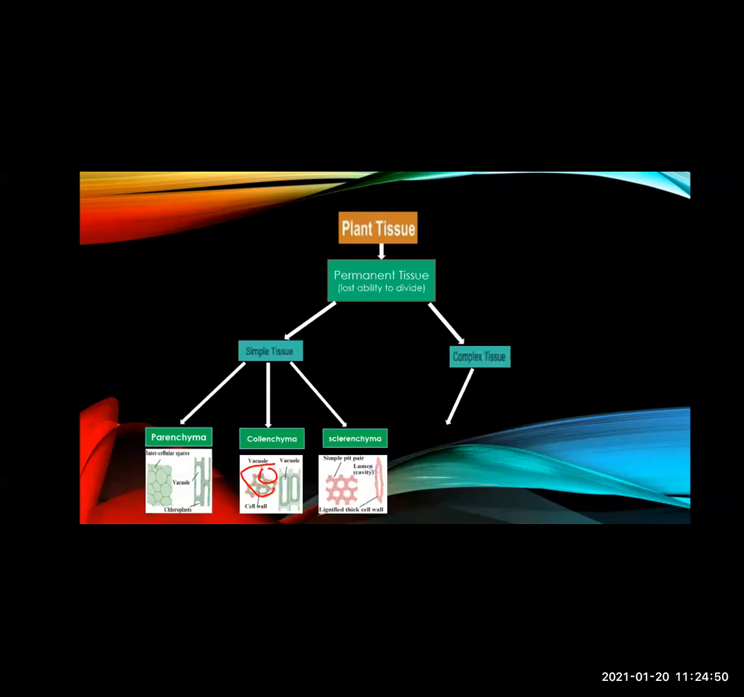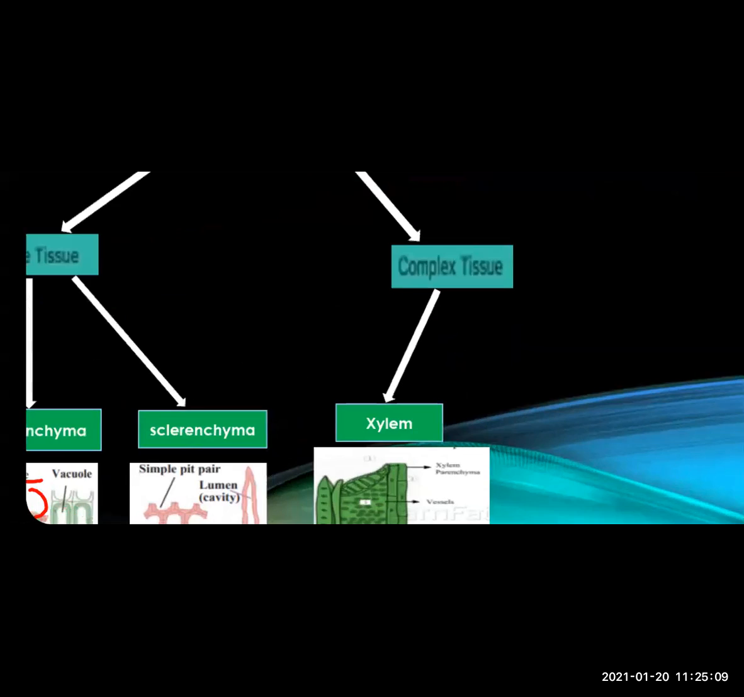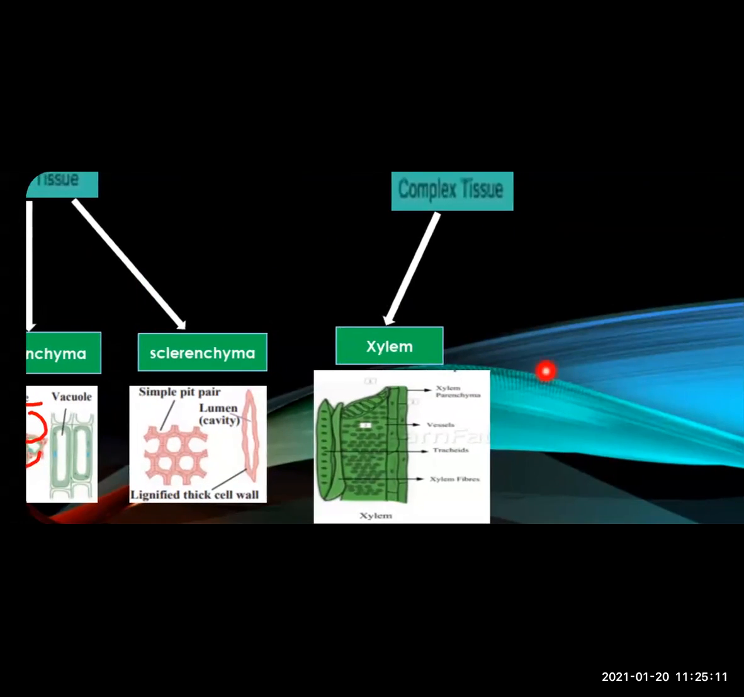Now, the second tissue that we have seen today was complex permanent tissue. In this, we have studied two tissues. First is xylem. Xylem is a dead tissue. It is made up of 4 cells. The major components over here are vessels and tracheids.